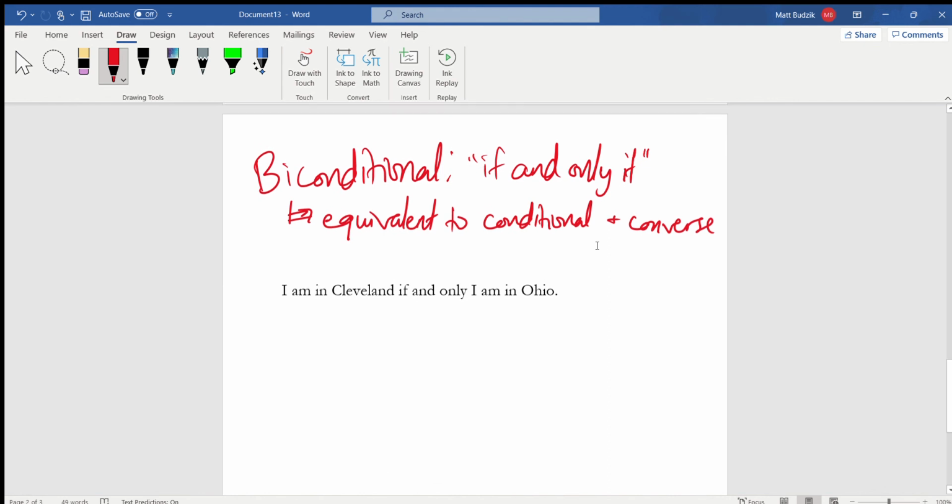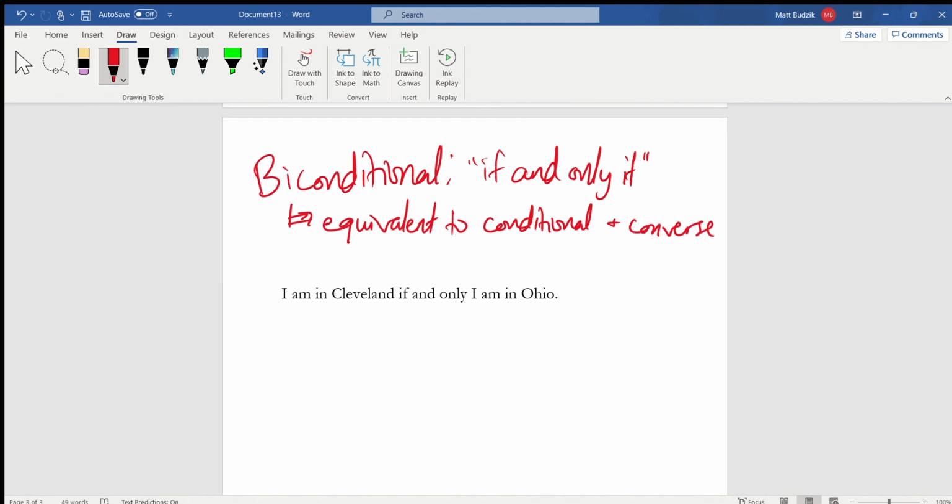I am in Cleveland if and only if I am in Ohio. I'm just going to type this one out. So I could do conditional 1. Conditional 1, if we kind of look, we have these two different pieces. We have I am in Cleveland, and then we have I am in Ohio. So conditional 1 would read, if I am in Cleveland, I'm just going to do CLE to shorten it, then I am in Ohio. And this is true.